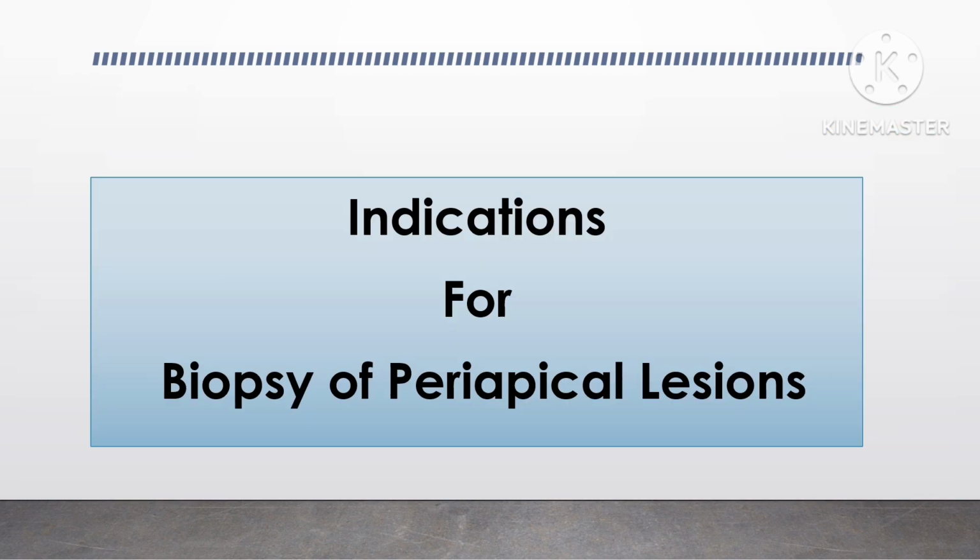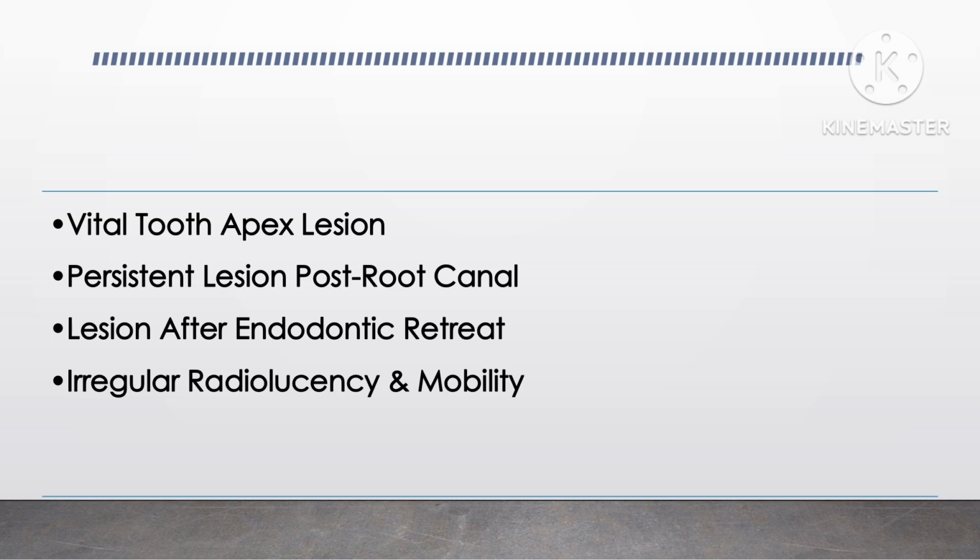Sometimes we may require a biopsy for periapical lesions. The indications for biopsy are: if there is a lesion close to the root of a healthy tooth, a biopsy may be needed. If a lesion continues to grow even after conventional root canal treatment, it may require a biopsy. Any lesion near the root apex after the retreatment should be evaluated.